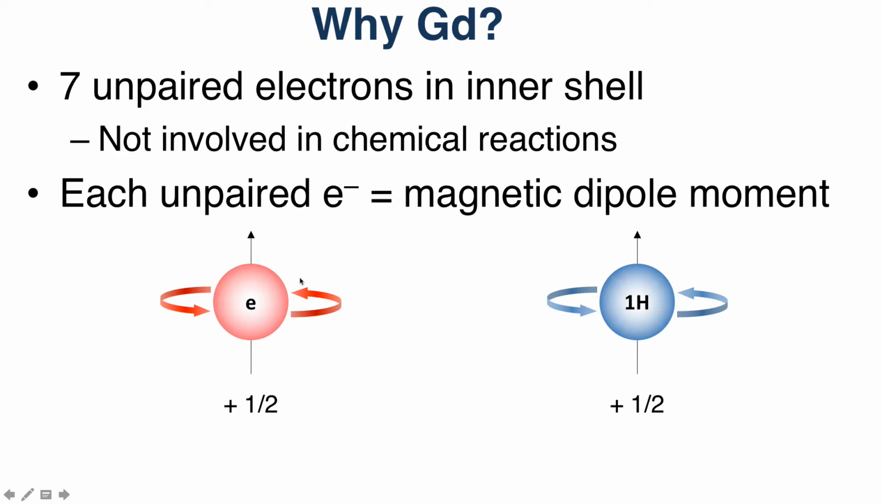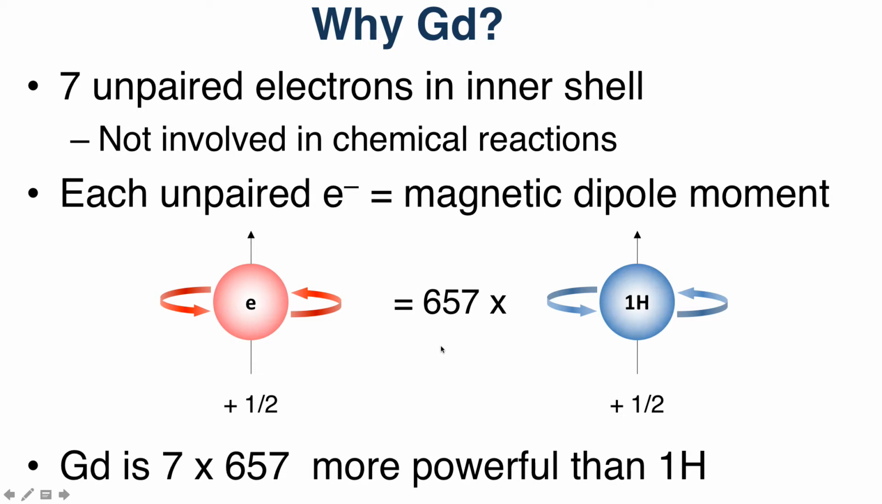So an electron has a lot more wallop for its size than a proton. How much more wallop? 657 times more wallop. So you'd much rather get punched in the face by a proton than by an electron. These electrons are very powerful. 657 times more powerful than a hydrogen. And there's 7 of them, right?